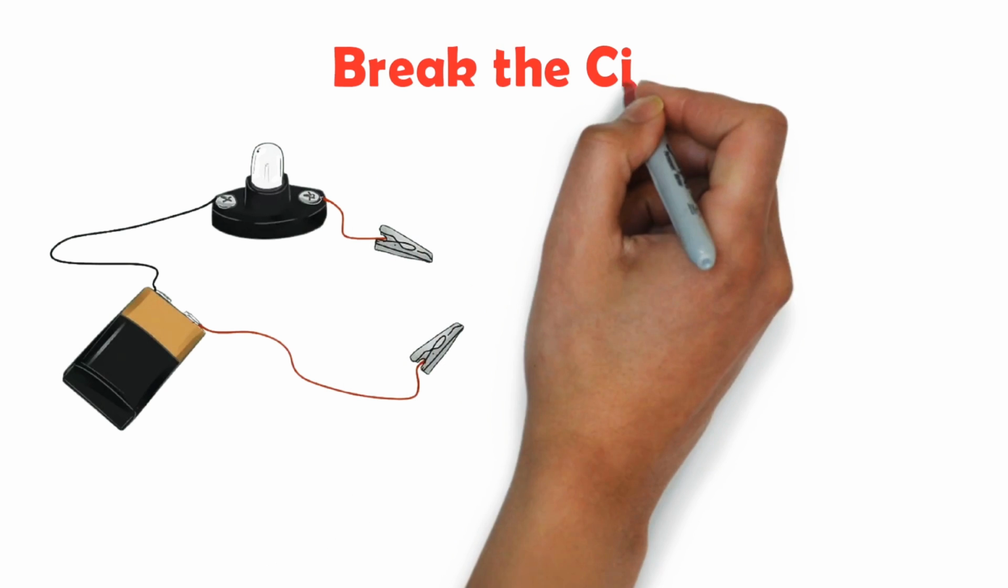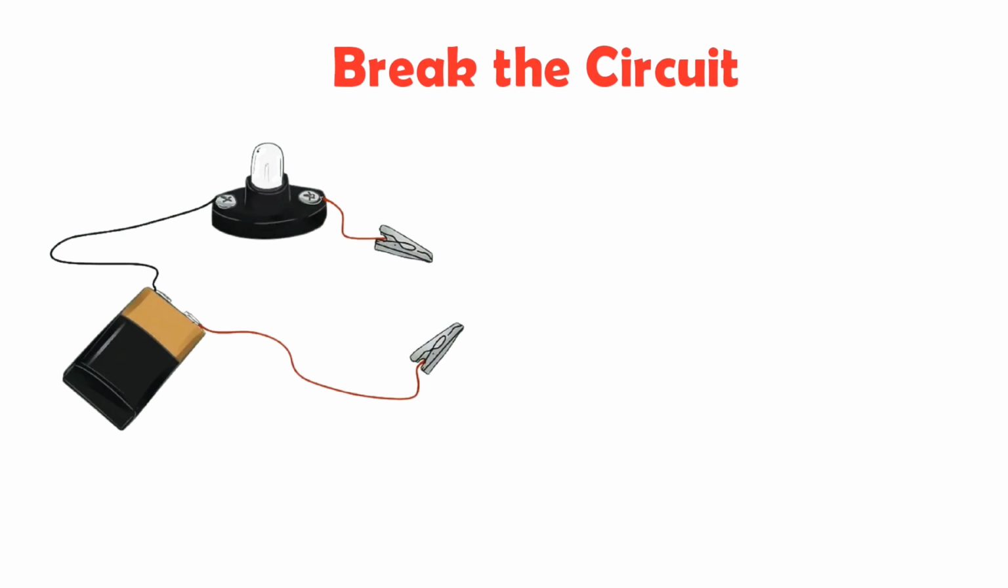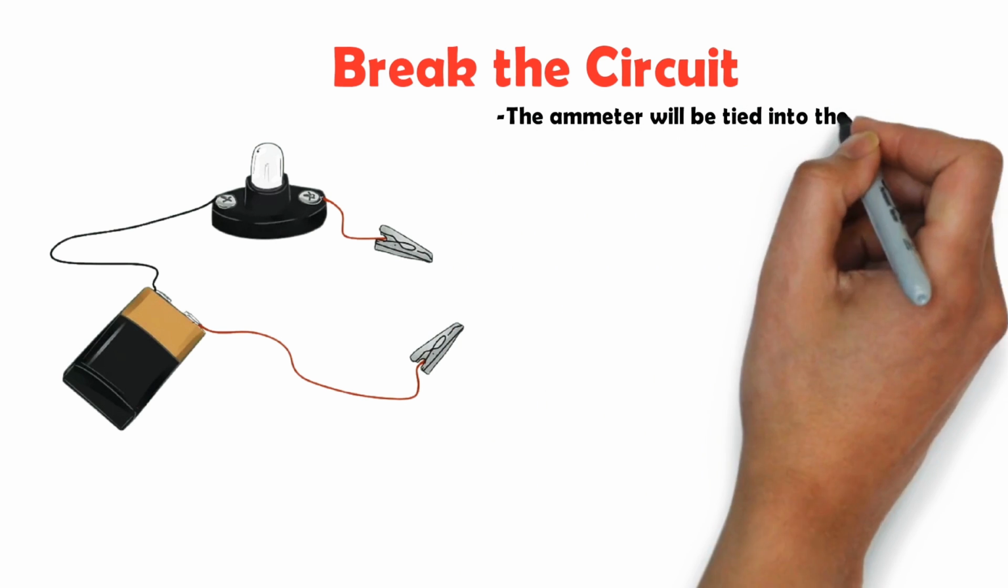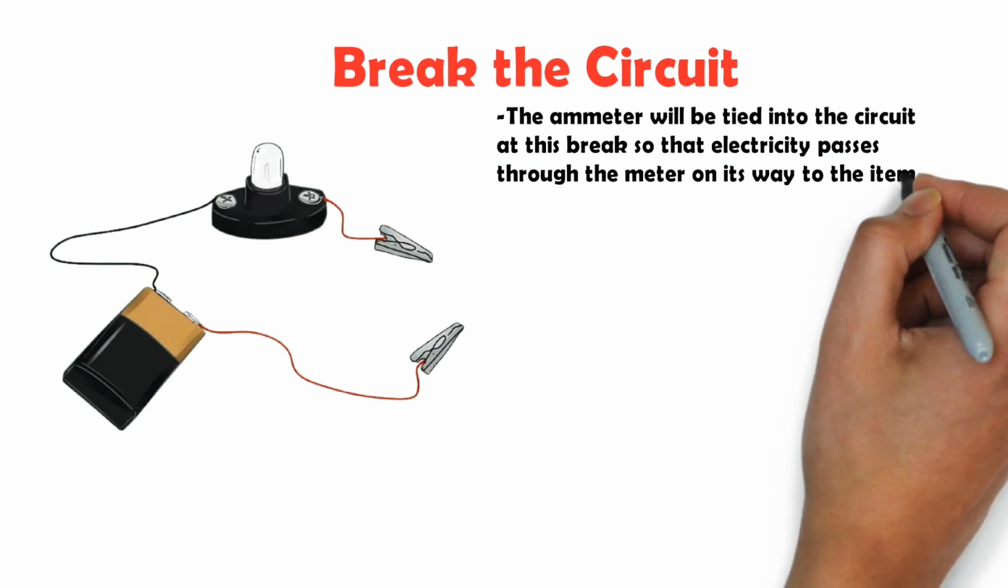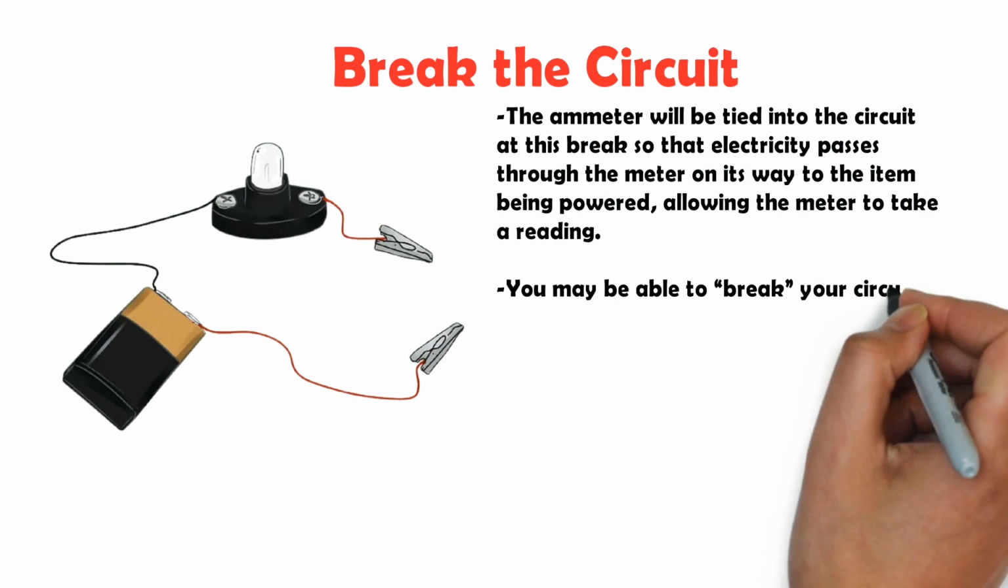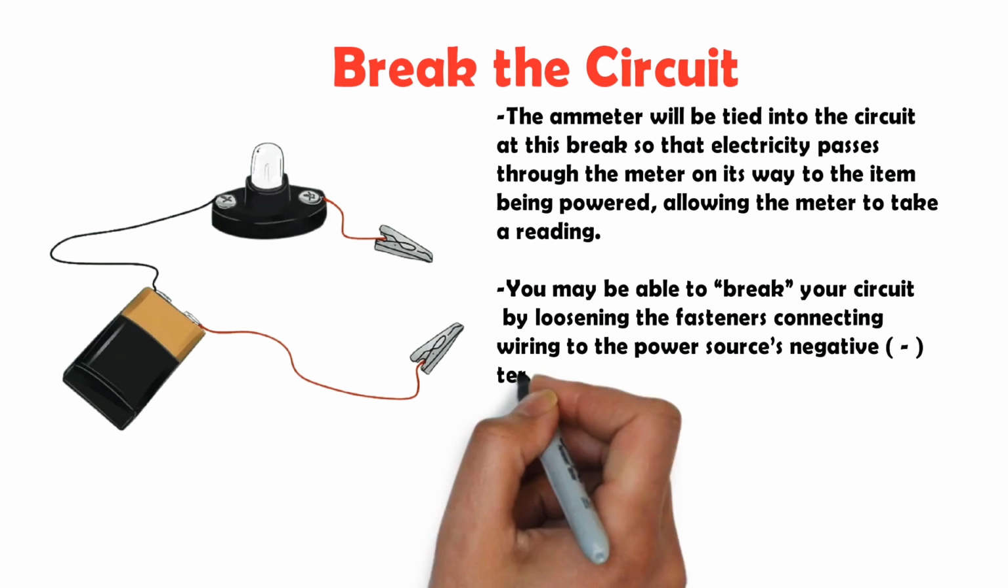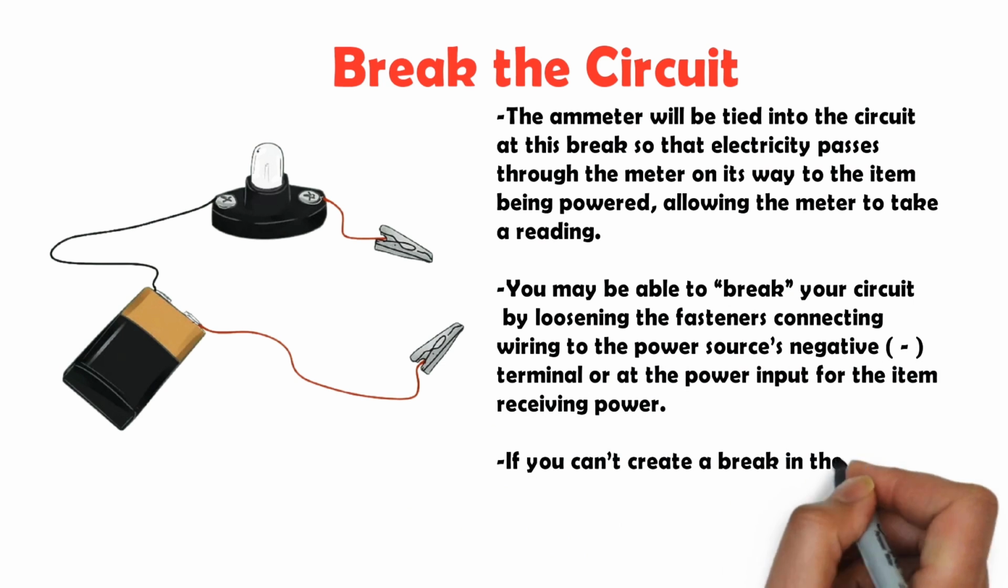The next thing is breaking the circuit, but before you do, make sure the power is off and all batteries are removed to prevent getting zapped. The ammeter will be tied into the circuit at this break, so that electricity passes through the meter on its way to the item being powered, allowing the meter to take a reading.